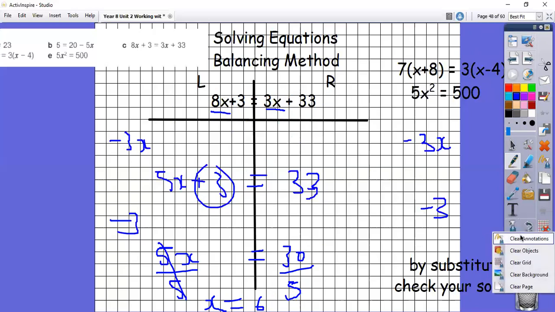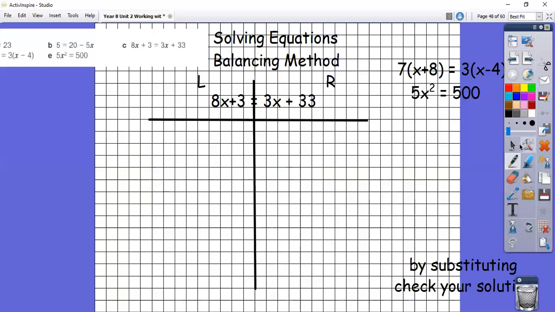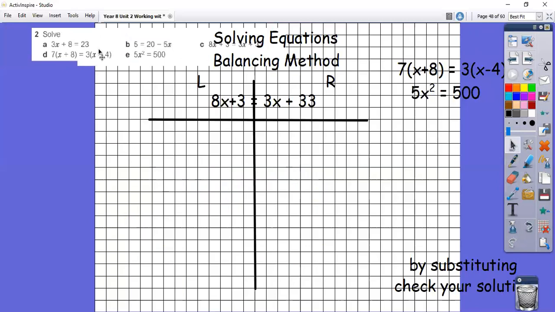And then the final kind of question, because you get all different types of questions through these solving equations types. So this time you've got D, which is 7 multiplied by x plus 8. Then in brackets on the right hand side, you've got 3x minus 4. By now you should realize that whenever you see equations with brackets, first thing you do, expand, get rid of them. So let's expand.